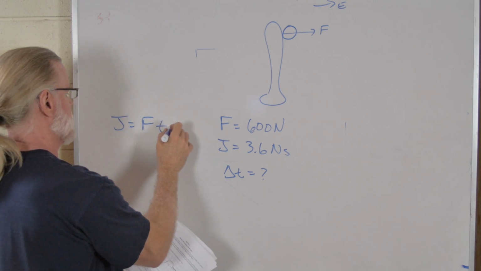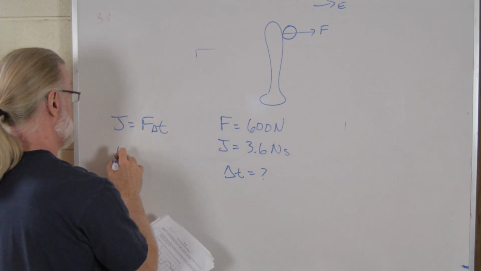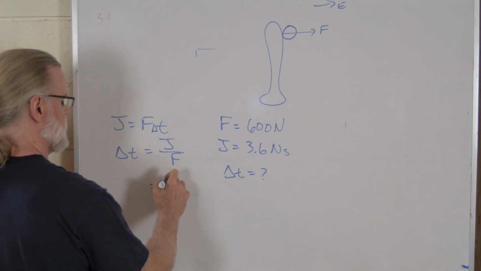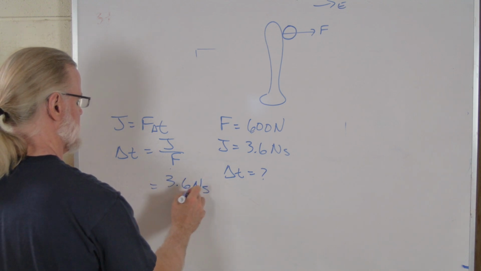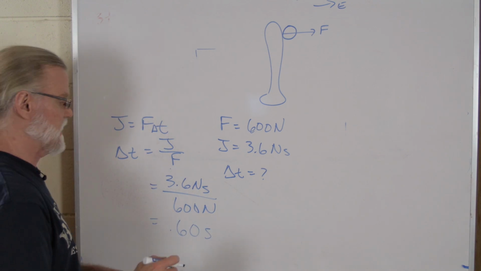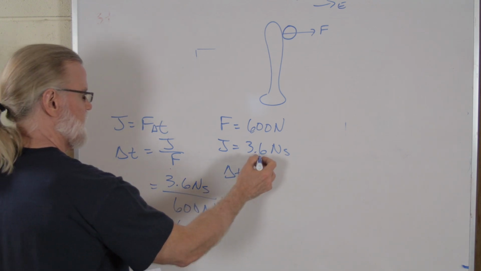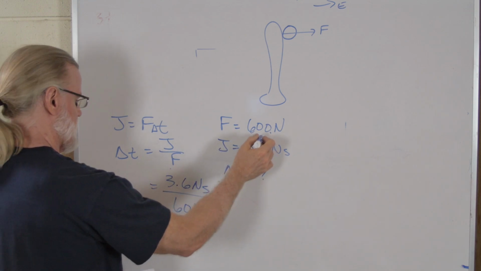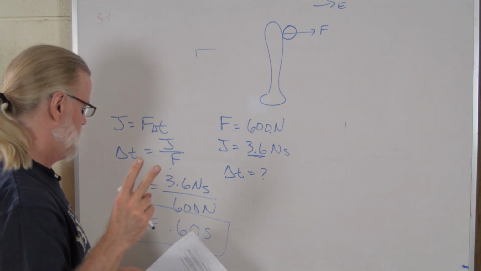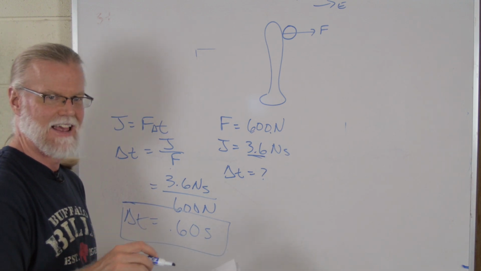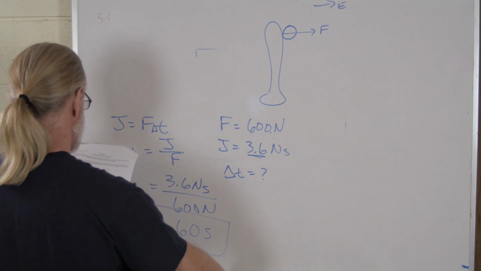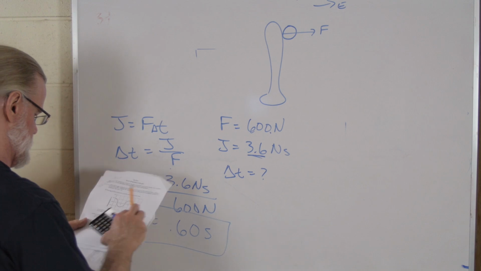Impulse equals F delta T. Delta T equals impulse divided by force. 3.6 newton seconds divided by 600 newtons. Make sure you have two significant figures. This has two significant figures, and this one has two significant figures, so 0.60 seconds, not 0.6. That's one significant figure. Make sure that you have two for your answer.